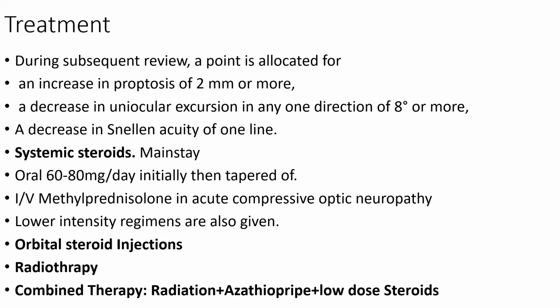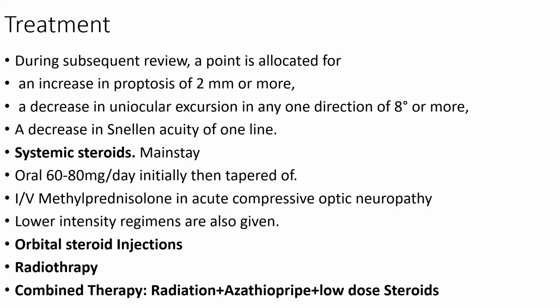During subsequent review, a point is allocated for an increase in the proptosis of 2 mm or more, a decrease in the uniocular excursion in any one direction of 8 degrees or more, a decrease in the Snellen acuity of one line. The treatment: systemic steroids is the mainstay of the treatment, oral 60 to 80 milligram per day initially, and then it may be tapered off later on. Intravenous methylprednisolone in acute compressive optic neuropathy. Lower intensity regimens are also given.